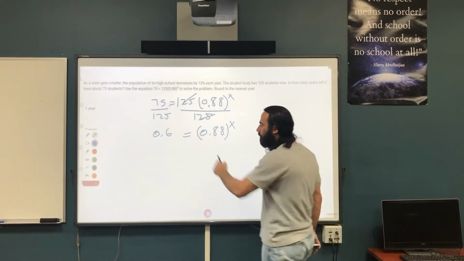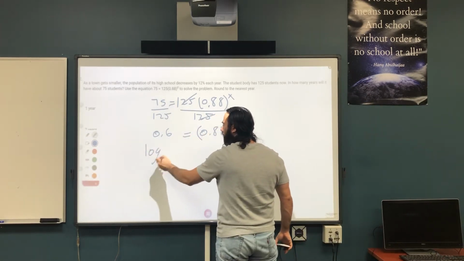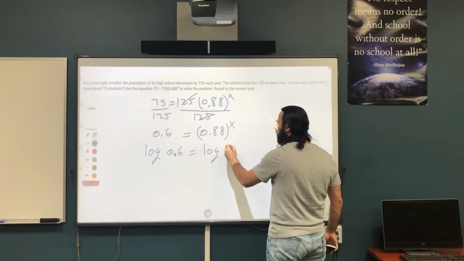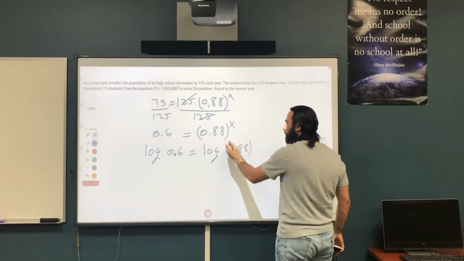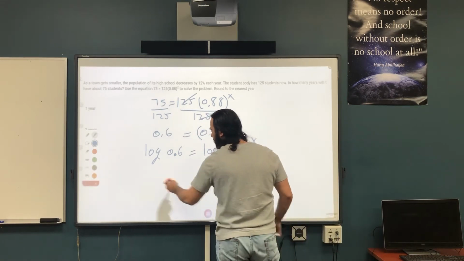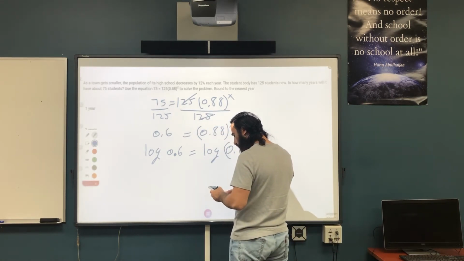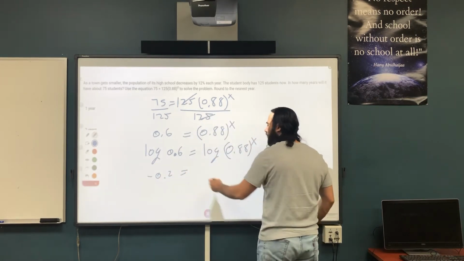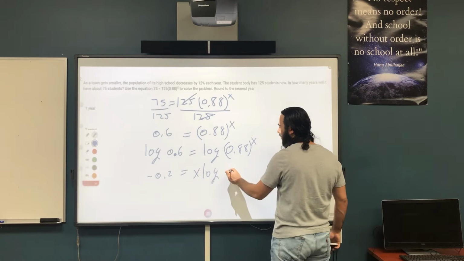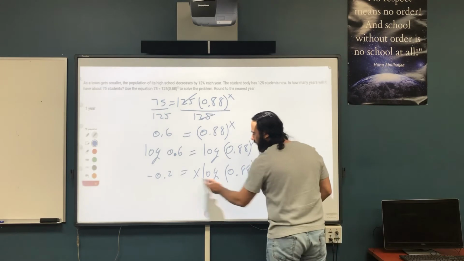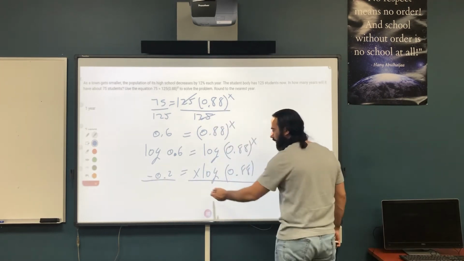Now we use the log on both sides, so it's going to be log 0.6 equals log 0.88 to the power of x. Why do we do that? So we can drag down the x. So log 0.6 is negative 0.2, hopefully, equals x times log 0.88. Now we divide both sides by log 0.88 and we will get the answer.